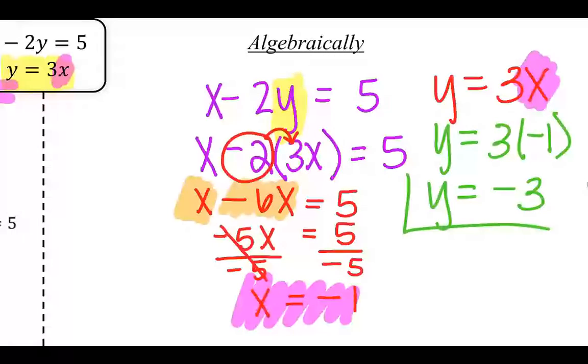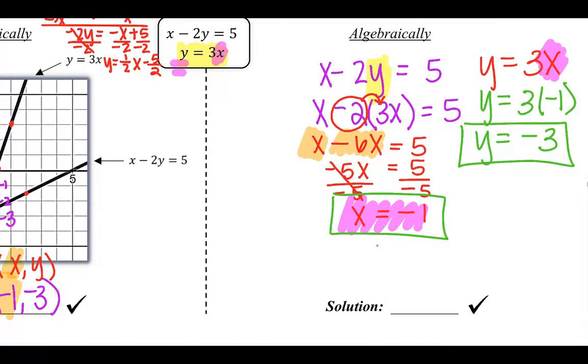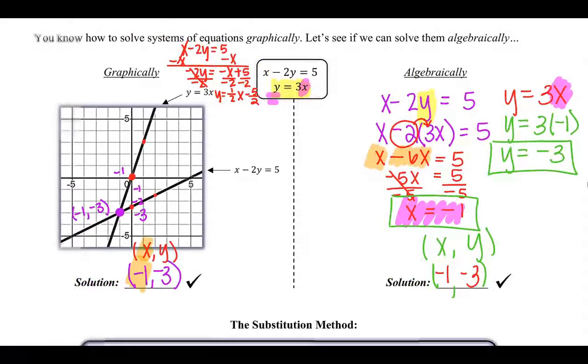So now I've got y equals negative 3, and I have x equals negative 1. And again, points are given x comma y, so I'm just going to plug in for those 2 points. I got negative 1 and negative 3, which is exactly what I got over here. The same thing. So that's how you do it algebraically. It's called substitution because I'm subbing in for one variable and solving for the other one. So this time I subbed in the 3x for y and I solved for x.